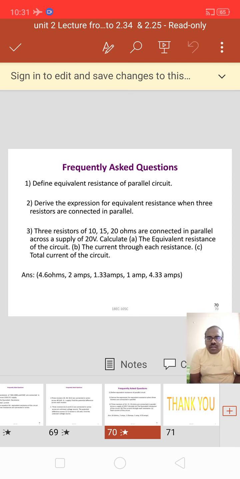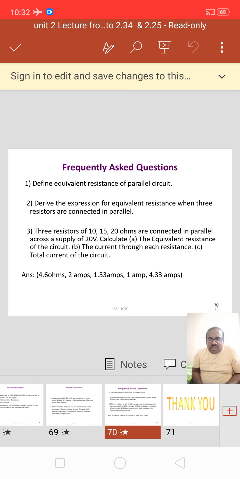Define the equivalent resistance of a parallel circuit and find the value of equivalent resistance when three resistances are connected in parallel. Another problem is also given. Three resistances of 10, 15, and 20 ohms are connected in parallel across a supply of 20 volts. Calculate the equivalent resistance of the circuit, the current through each resistance, and the total current present in the circuit.